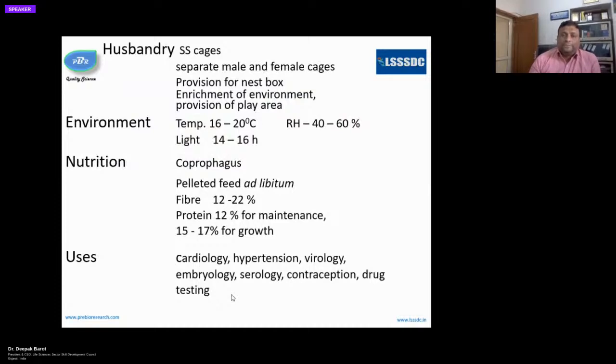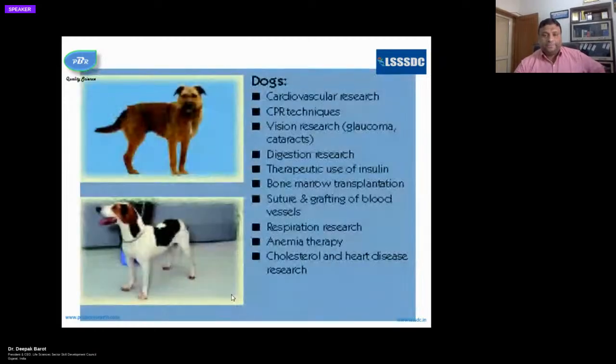Okay, and their feed should typically have fiber at a concentration of around 12%, and protein varies. If it is a maintenance diet, then it can be less, and if it is for growth purposes, then it can be more. So the environmental conditions are typically the same as in other animals, except for the light hours. They need more, around 14 hours minimum. Okay, and usage, again, they are used in different areas we have talked about. And they are also used in hypertension. They're a very good model for virology, embryology, serology, and other drug testing.